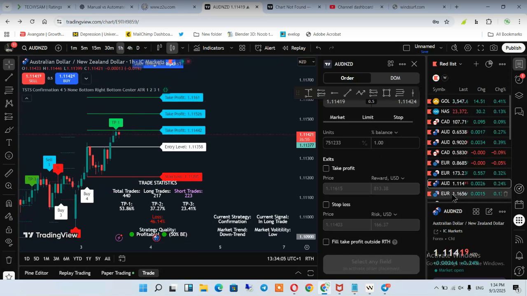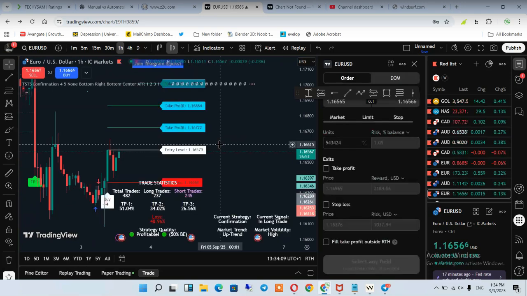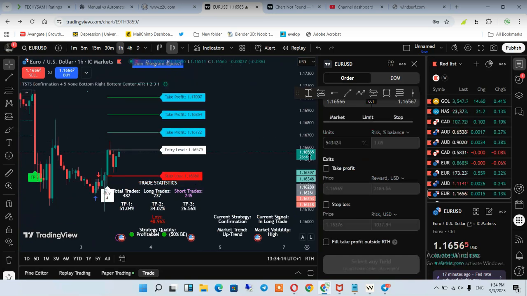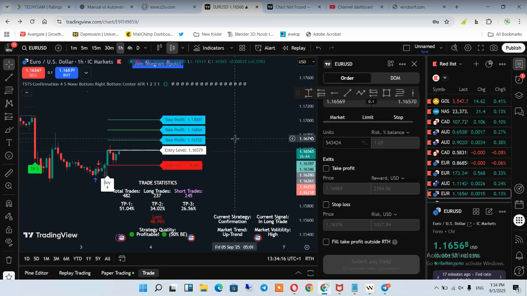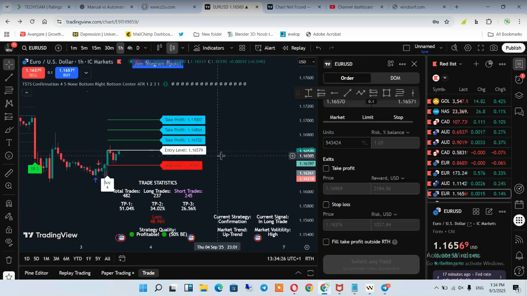So let's check the next pair, which is Euro USD, which we call the king of pairs. I love this entry. I love this buy entry I'm seeing on Euro USD. I think I just took some trades. I don't even remember. Let me just delete this. So for this, we are 51% profitable, 34.26.